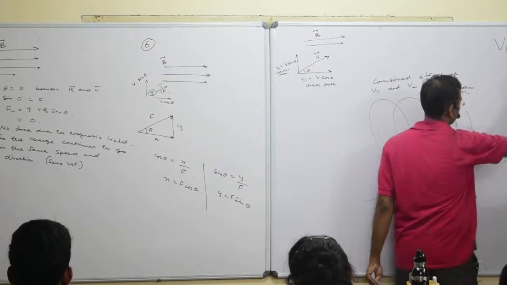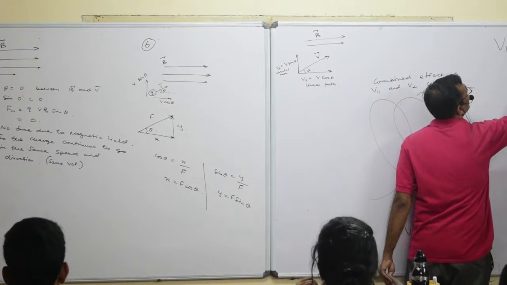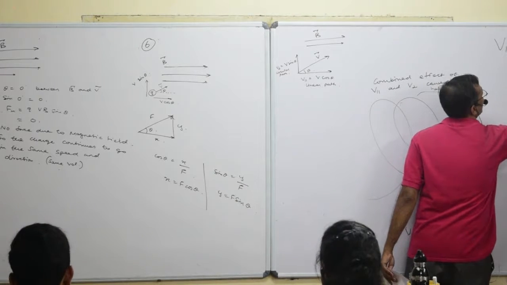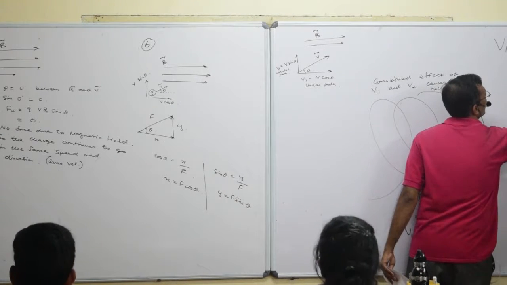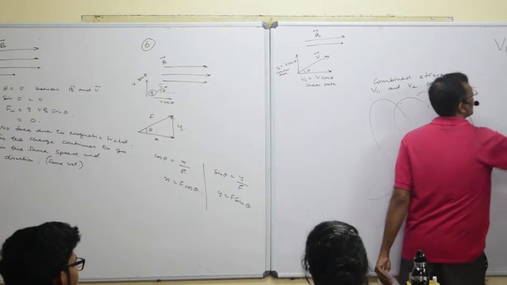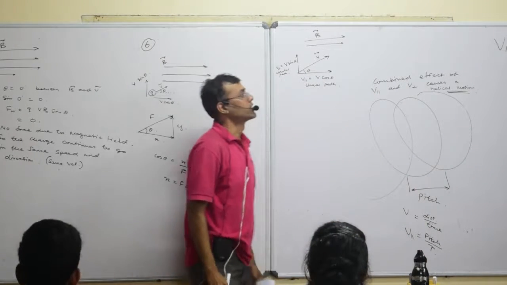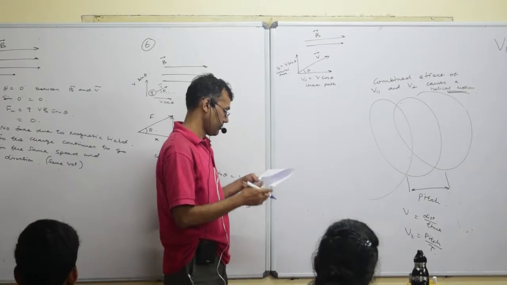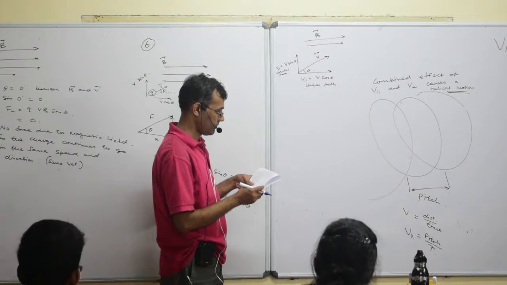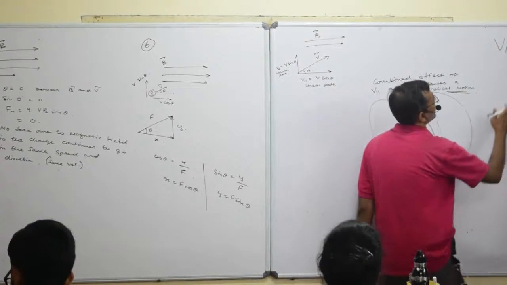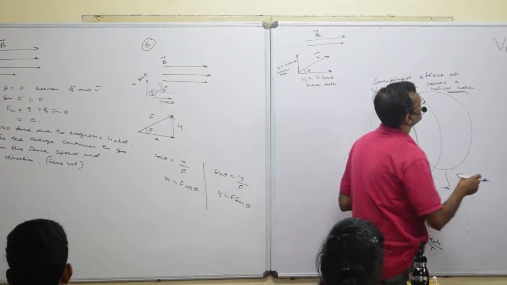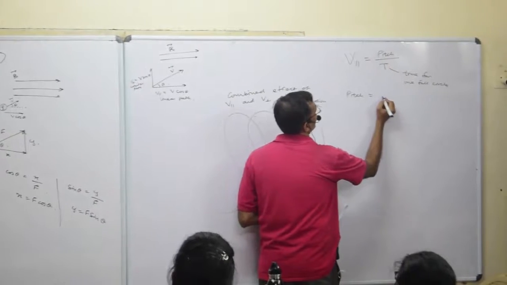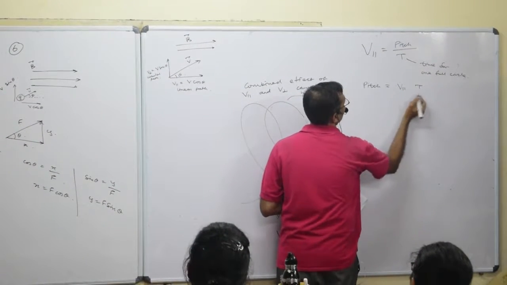V parallel is equal to pitch divided by capital T, the time for one full circle. You can say one full circle or one full oscillation, whatever it is. So if I want the pitch, very often they will ask you questions to find out the pitch, it will be V parallel into T.